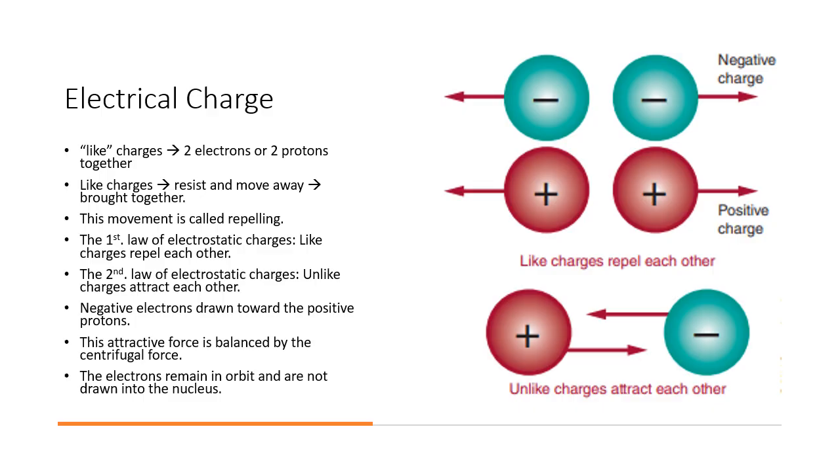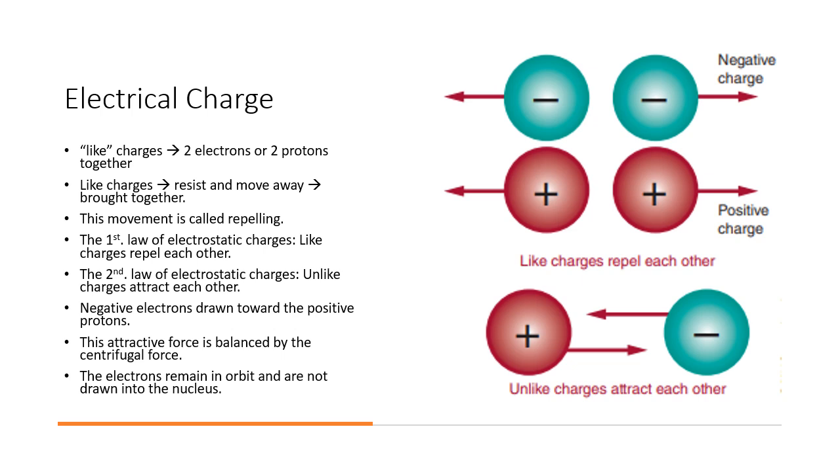Electrical charge. Two electrons together or two protons together represent like charges. Like charges resist being brought together and instead move away from each other. This movement is called repelling. This is the first law of electrostatic charges: like charges repel each other, as in the figure.